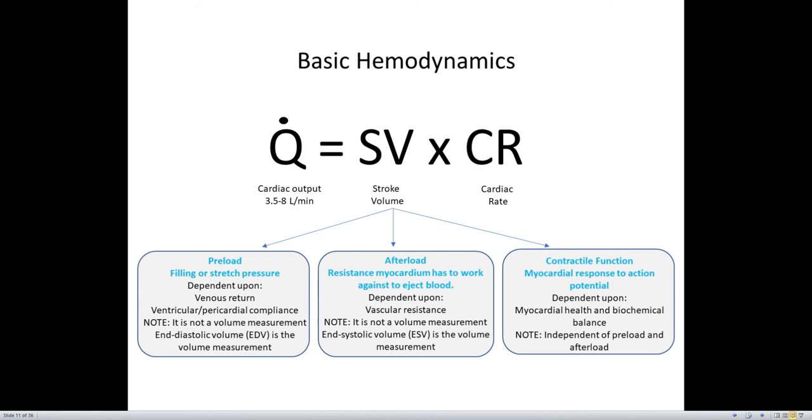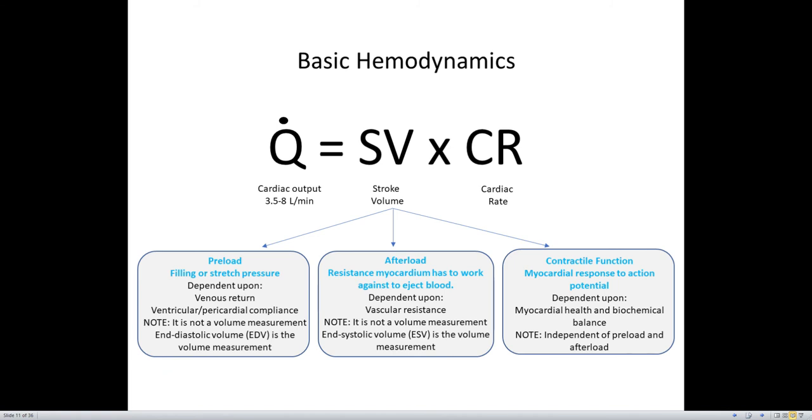And then the third one, contractile function, is really the myocardial health, the ability of the myocardium to respond to an action potential. An action potential is that electrical stimulus that's generated and propagated, eventually landing on a myocyte to say, hey, we need you to contract. So it's dependent on the health of the myocardium and biochemical balance, because all of that requires some biochemistry.